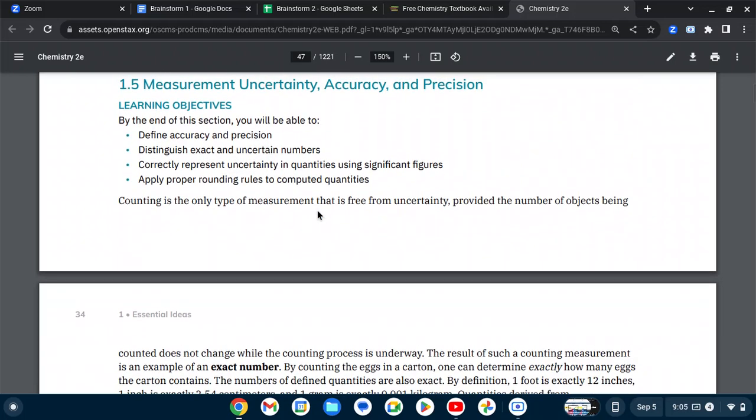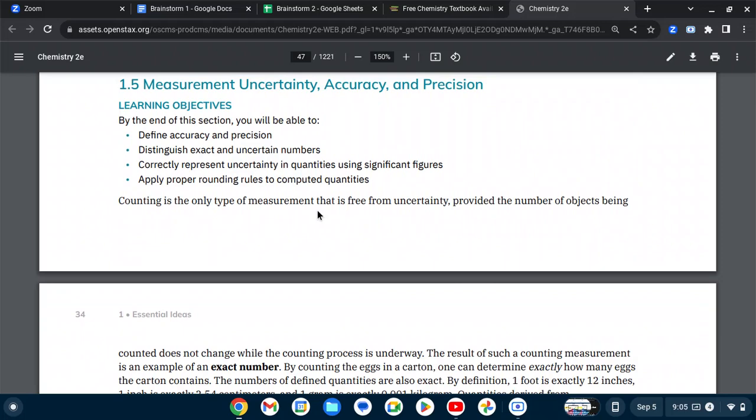1.5. Measurement uncertainty, accuracy, and precision. Learning objectives. By the end of this section, you will be able to define accuracy and precision, distinguish exact and uncertain numbers, correctly represent uncertainty in quantities using significant figures, and apply proper rounding rules to computed quantities.